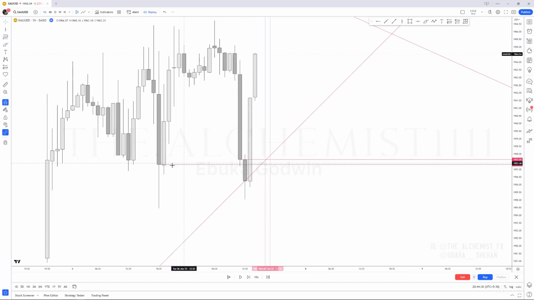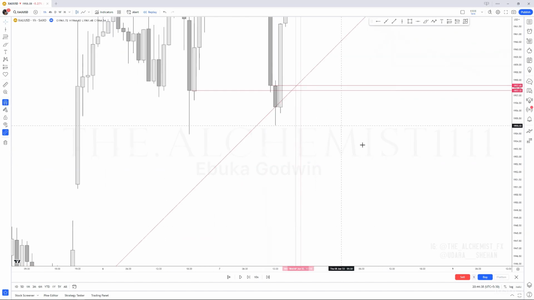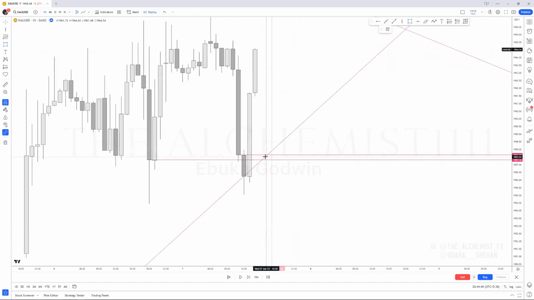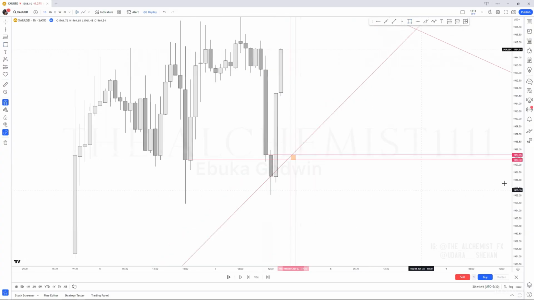Okay, and then we had daily and H1 levels. We had this beautiful trend line in here as well. So this is the zone that I'm focusing on for buys. Okay, so I'll show you all of that.